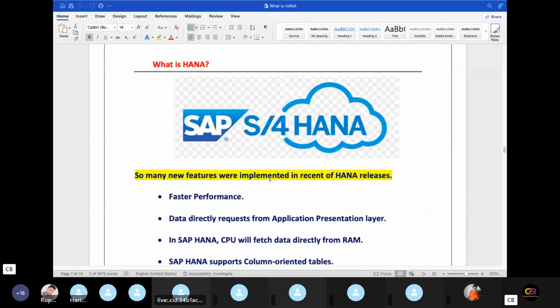HANA stands for High Performance Analytic Appliance. It will provide faster information and faster reports compared to the normal ECC databases, because data is directly fetched from RAM. The CPU will fetch data directly from RAM.